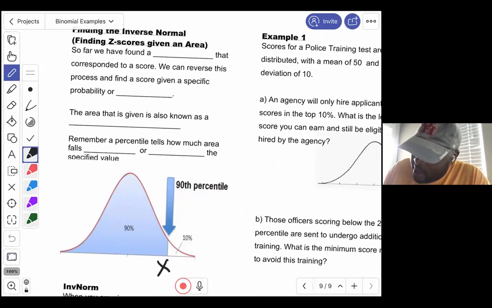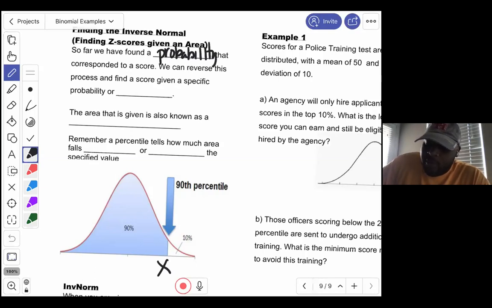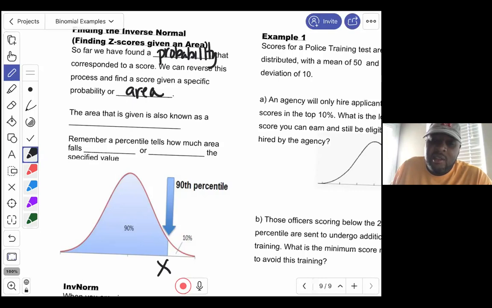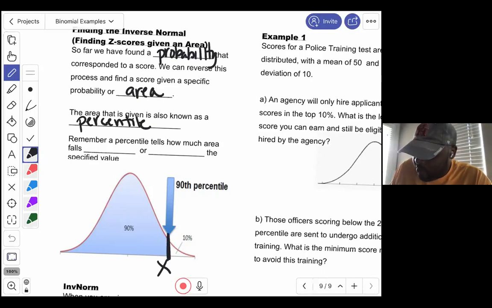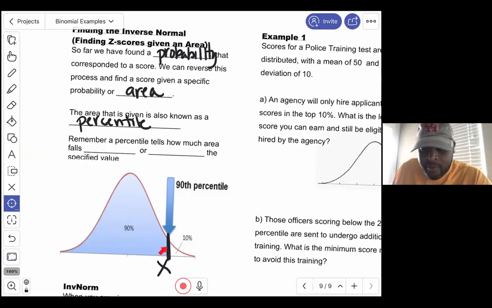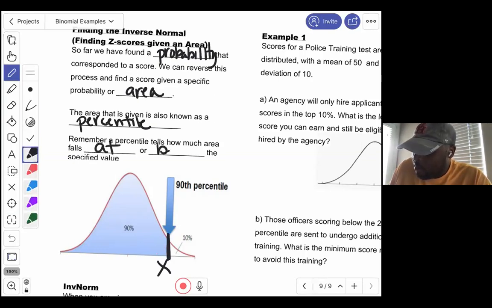So far we have found a probability that corresponded to a score. We can reverse this process and find a score given a specific probability or area. The area that is given is also known as a percentile. We've talked about percentiles a while back, but a percentile tells how much area falls at or below. If you're at the 90th percentile, for instance, you're telling me how much area falls at or below. The percentile is always at or below.